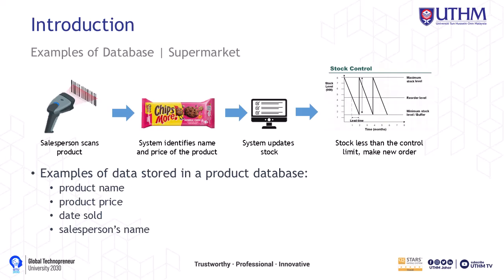This system is linked to the product database. If the product stock is less than the stock control limit, the system will signal instructions to order new stock quickly. The product database system ensures that supply is always sufficient and records of purchases and sales are kept neatly. Data stored in a product database include the product price, date sold, salesperson's name, and product name.